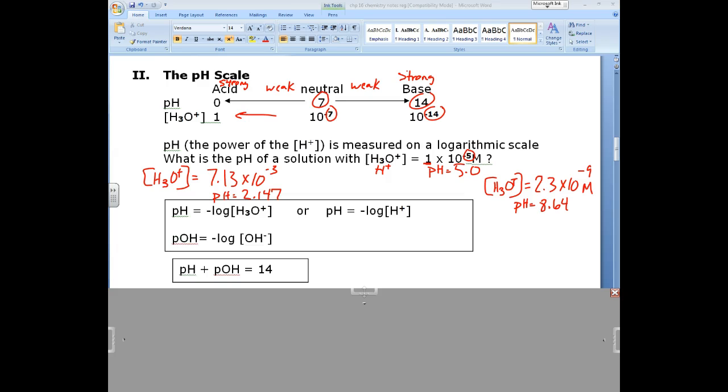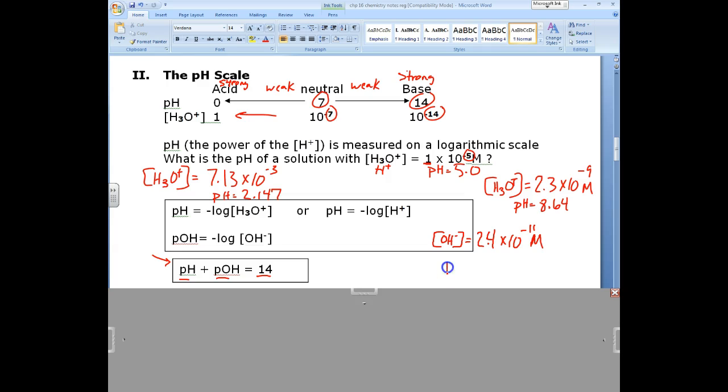The way we use this equation right here, and all of these equations that are in rectangles are in your reference table, so you will have access to those. 14 minus pOH will give you pH, and so you can move back and forth between pH and pOH using the number 14. So let's practice some with that. I've got my hydroxide ion concentration, and I'm going to say that it is 2.4 times 10 to the negative 11 molar.